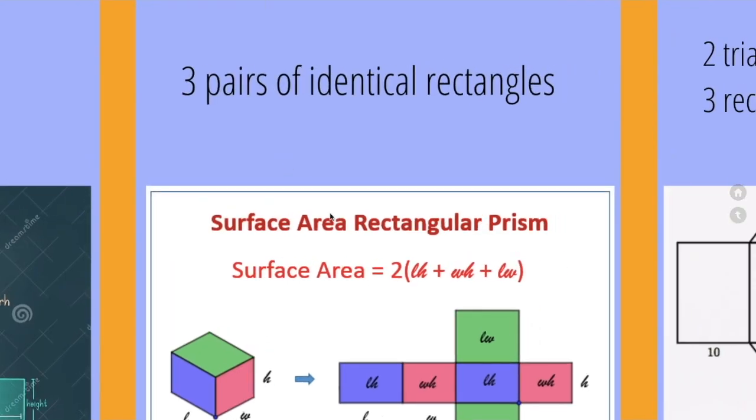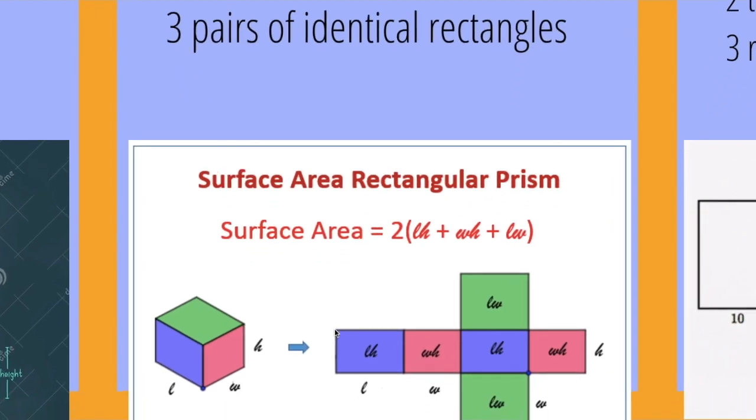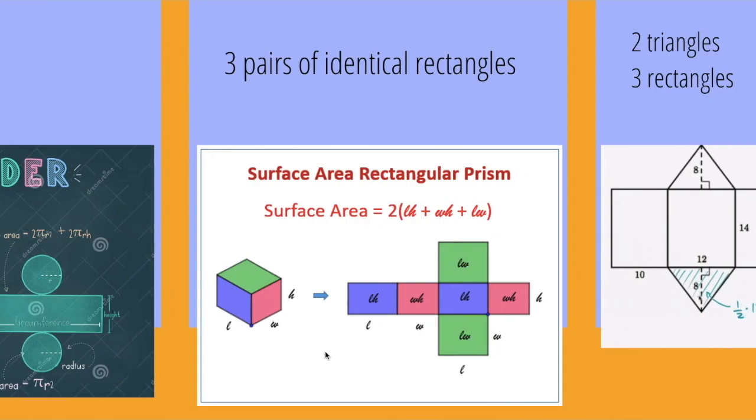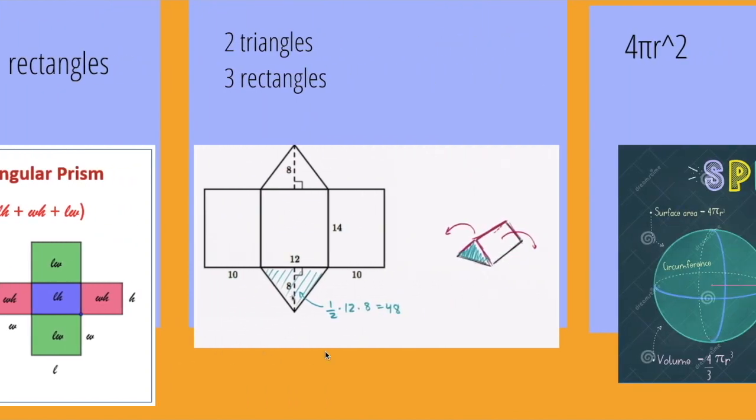The rectangular prism, you can see, is made up of three individual pairs of rectangles: purple, pink, and green. Each area of a rectangle is length times width. So you just do length times width plus another length times width plus the other length times width, and you multiply this by 2. Next, you have the triangular prism.